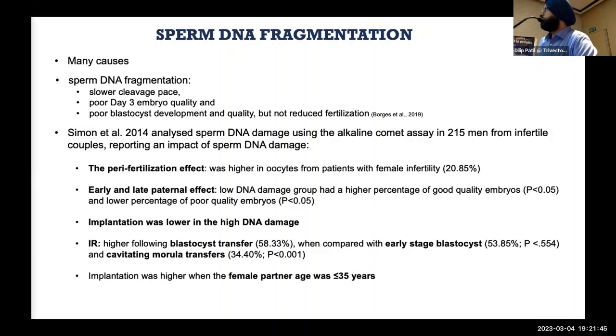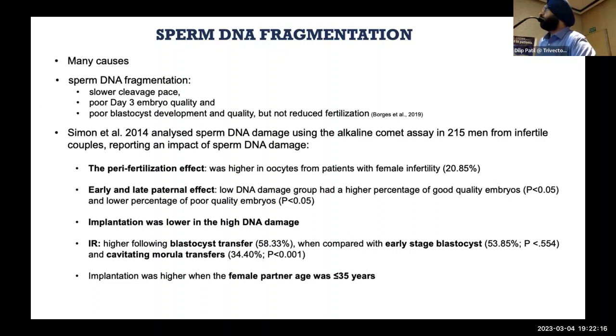Many studies, including the study by Simon et al., a landmark study published in 2014, described 3 effects: the peri-fertilization effect, where there was a higher degree of abnormal PN when the infertility was ascribed to the oocyte. Then there was an early and late paternal effect, in which there was a higher percentage of good embryos in sperm with low DNA fragmentation and vice versa. And implantation was lower in patients who had high DNA fragmentation.